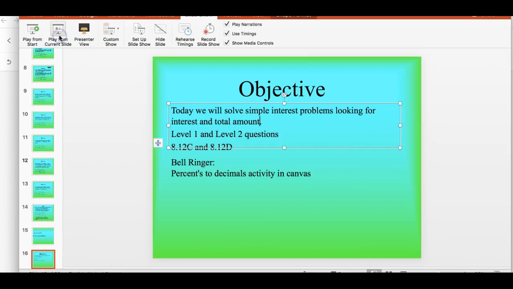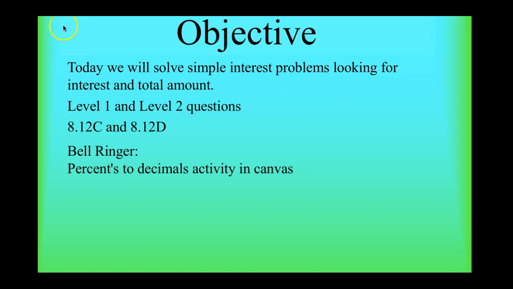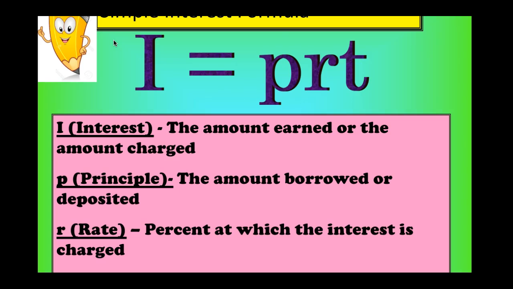All right, guys. So this is just an addition to what we talked about in class today. Our objective today was to solve simple interest problems that are looking for interest and total amount. Those are level 2 and level 1 problems, and the assignment is in Canvas. This is the simple interest formula.